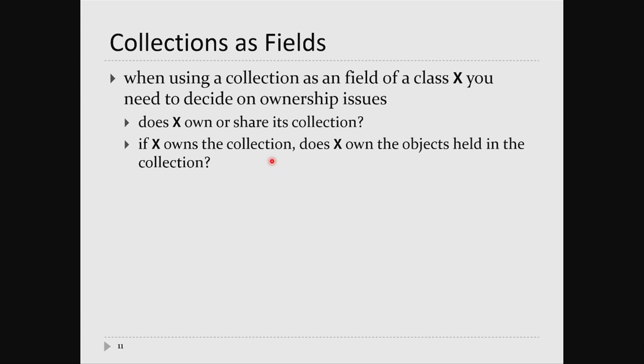It's not possible for X to own the triangles and not own its collection. That doesn't make sense. So you cannot own the triangles but not also own the collection. Because if you're not owning the collection, someone else has a reference to the collection, which means they have access to the triangles.